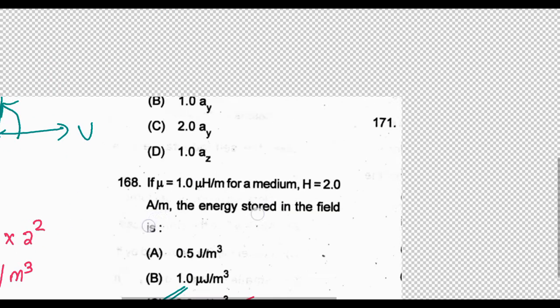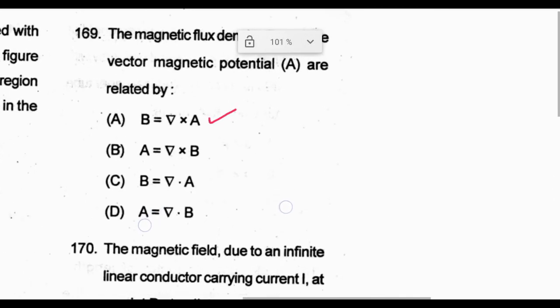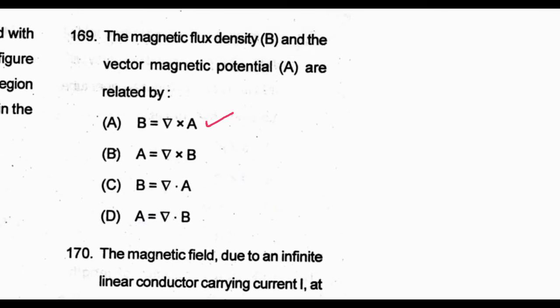Next question 169. And in this question what is given? The magnetic flux density B and the vector magnetic potential A are related by B is equal to del cross A. That means the curl of magnetic potential gives the flux density. Magnetic flux density is the curl of magnetic potential.